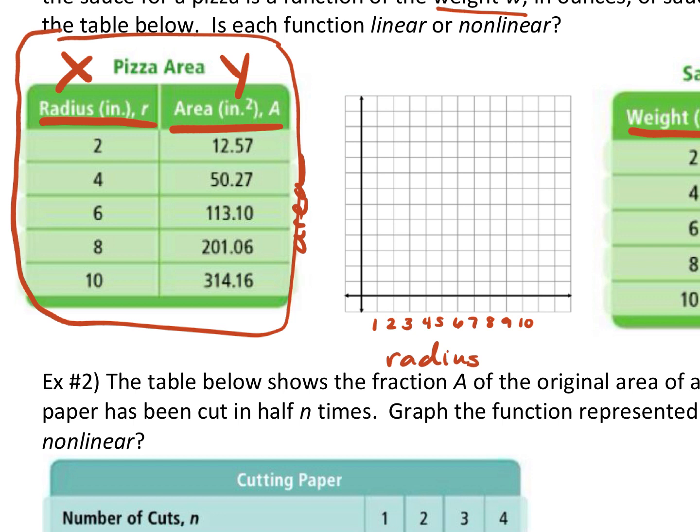Okay, now here's the tricky part. We have to go as low as 12.57, but as high as 314.16. So the goal is make some numbers here on that y-axis that will fit all of them, but not so tight that you can't really place a point.